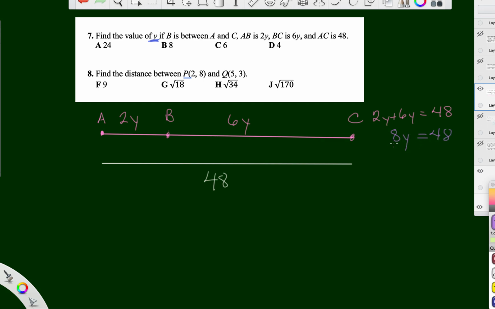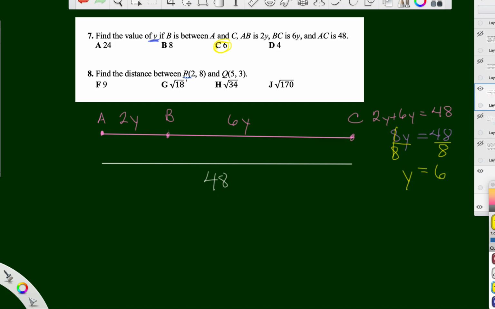We'll undo this multiplication with division. We'll divide both sides by 8. That just leaves me with y. And 48 divided by 8 is 6. Y equals 6. Is that one of our answers? You bet. That's one of our answers right here. That's letter C.